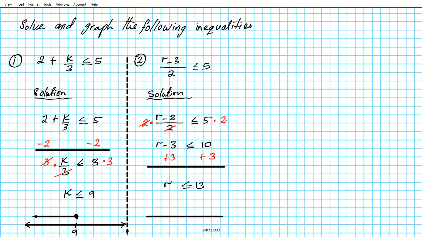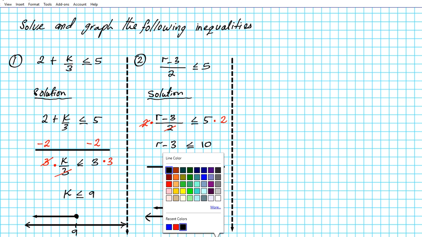So what's the graph going to look like? Well, we can just locate 13 on the number line. Since you have the equal to bar there, it's going to be a closed circle again, and then less than 13, our arrow on the number line is going to be going in the left direction. Alright, let's go ahead and take a look at another example.